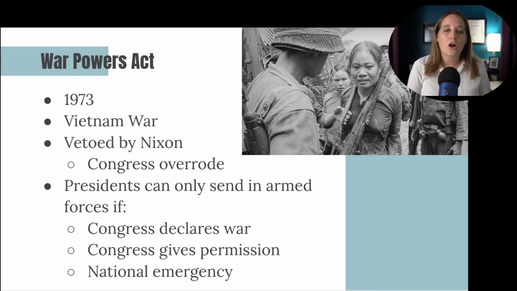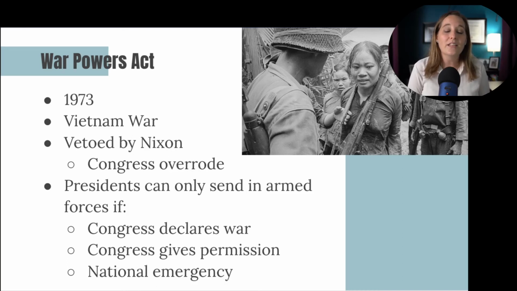One way that Congress has attempted to reduce the power of the presidency as far as military actions are concerned has been through the War Powers Act. The War Powers Act of 1973 stated that the president could only send in armed forces if Congress declared war, or if Congress gave permission to the president to send in troops, or if there was a national emergency. There is a caveat that says that if it is a true emergency, the president can send in troops for up to 30 days, but within 72 hours of having sent in troops, he does need to inform Congress of them being sent.